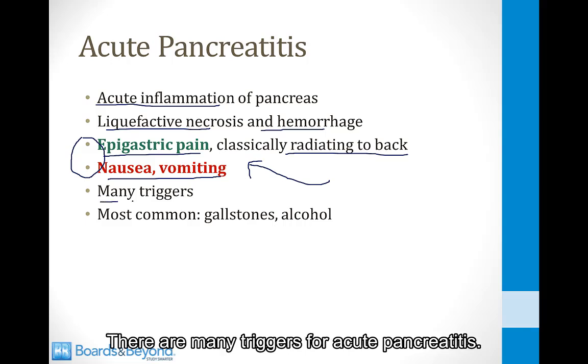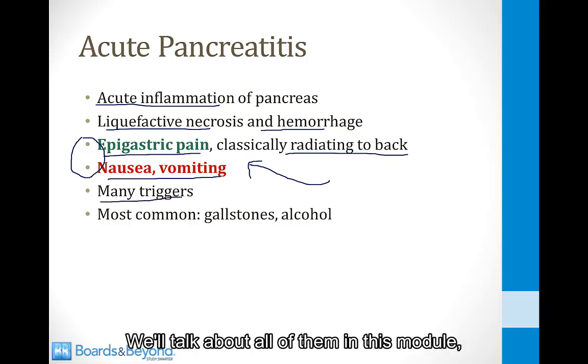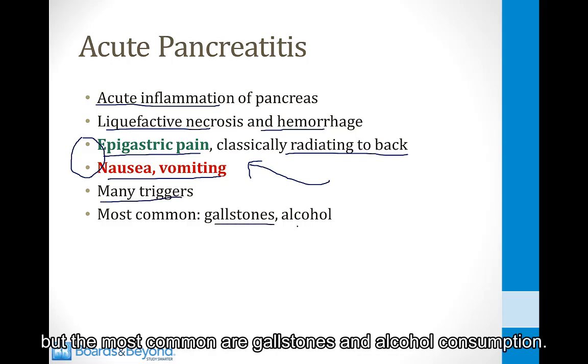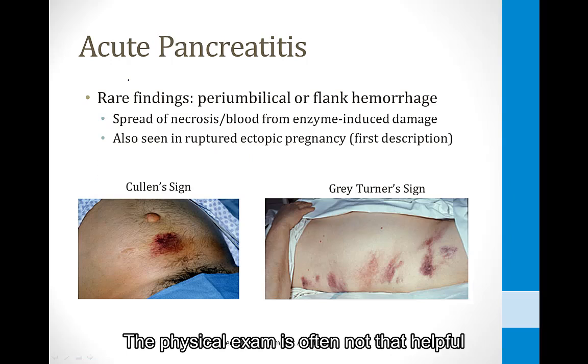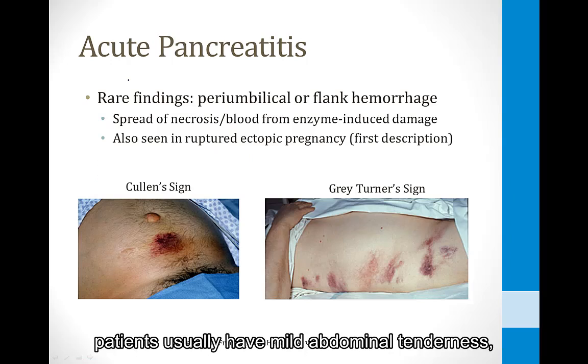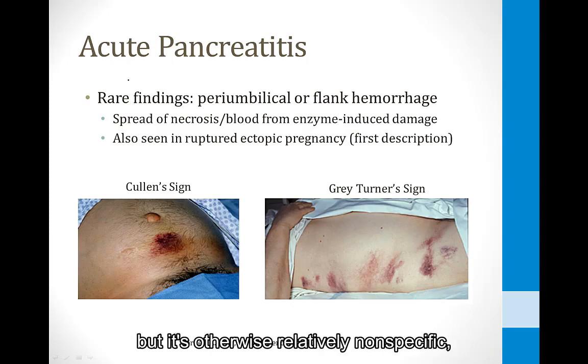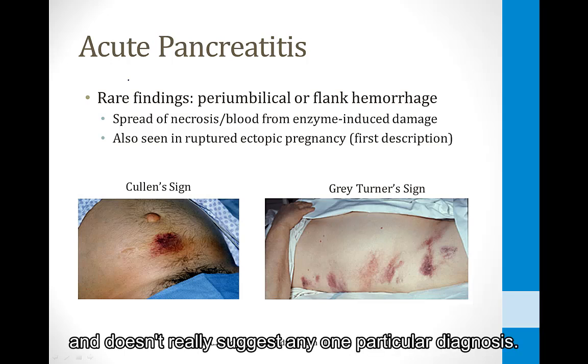There are many triggers for acute pancreatitis. We'll talk about all of them in this module, but the most common are gallstones and alcohol consumption. The physical exam is often not that helpful in acute pancreatitis. Patients usually have mild abdominal tenderness, but it's otherwise relatively nonspecific and doesn't really suggest any one particular diagnosis.